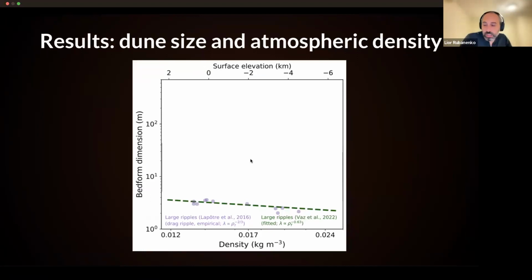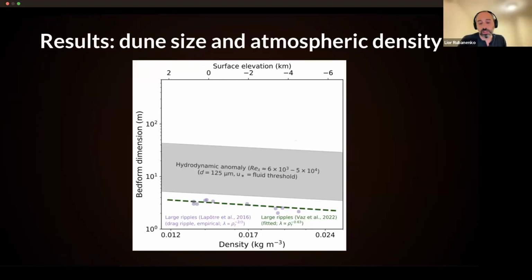And let's go back to the hypothesis that we raised maybe 20 slides ago, right? So we said, okay, we have the ripples plotted on the bottom of this plot of density versus bedform dimension. We have this Hanratty gap, the hydrodynamic anomaly, which here is computed from models, right? This is just computed from models. We can't really measure it, but we know more or less what the Reynolds number is at the bedform scale.